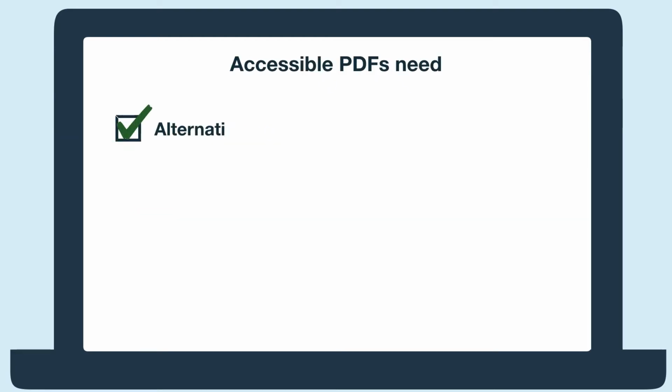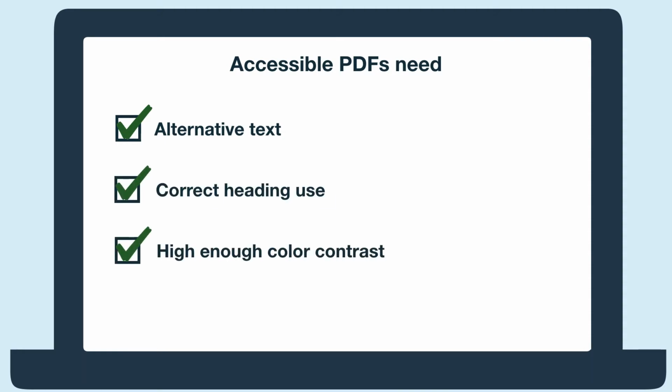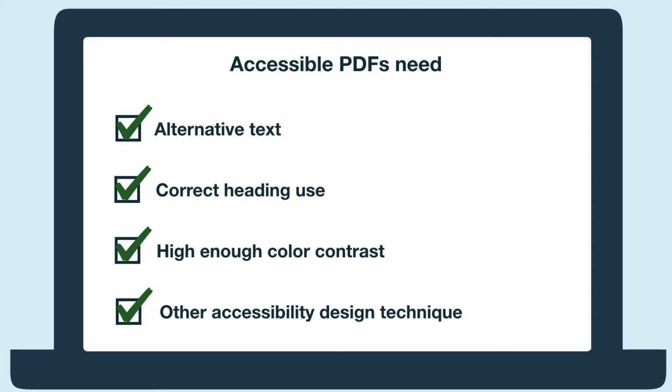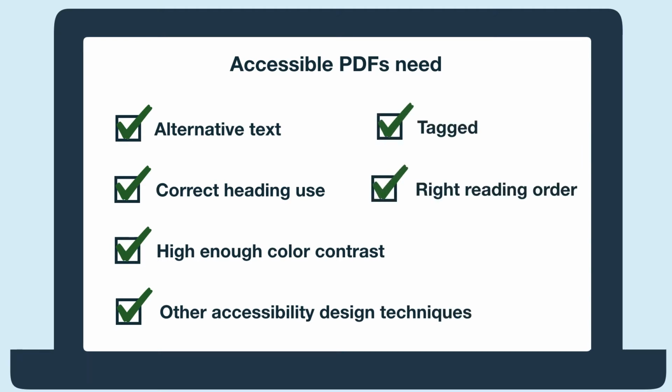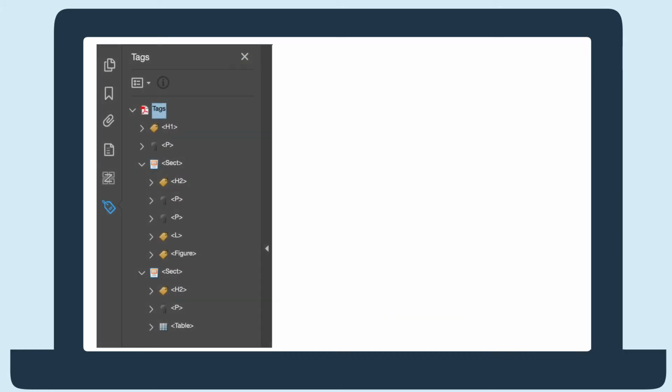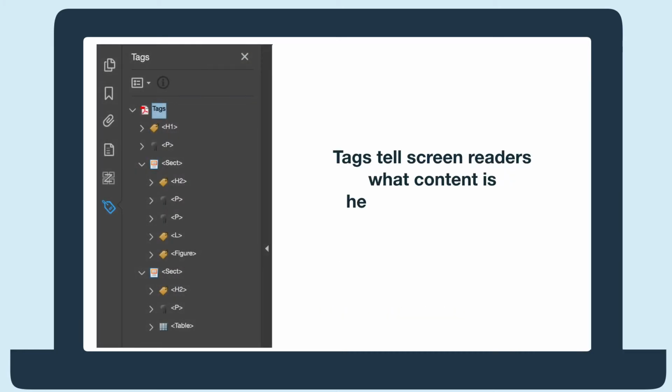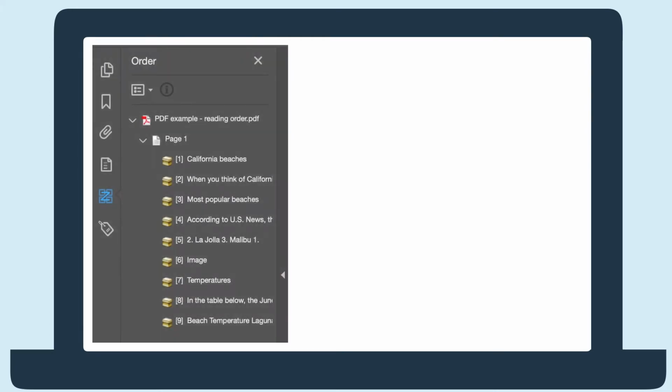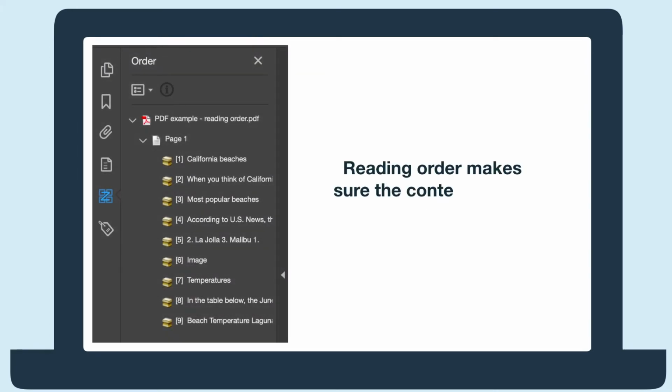Like HTML web pages, PDFs need alternative text, correct heading use, the right color contrast, and other accessibility design techniques. But PDFs also need to be tagged and have their reading order checked. Tagging tells screen readers what content is headings, paragraph text, images, and links. And the reading order makes sure the content is read in, you guessed it, the right order.